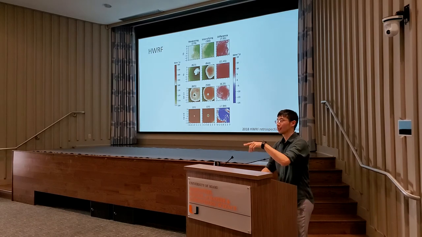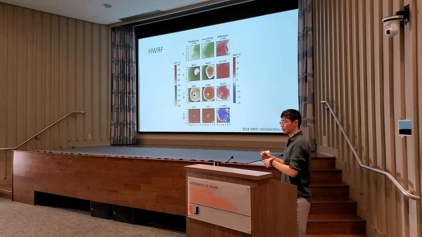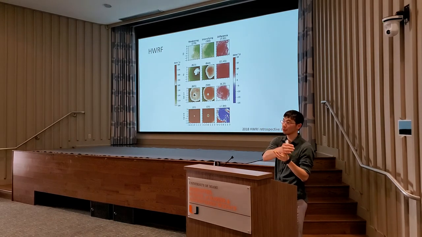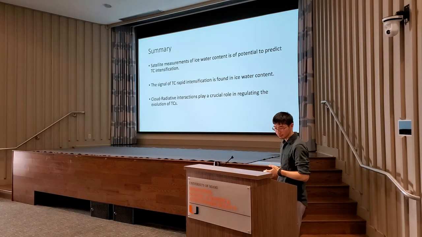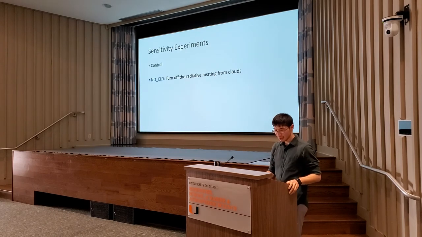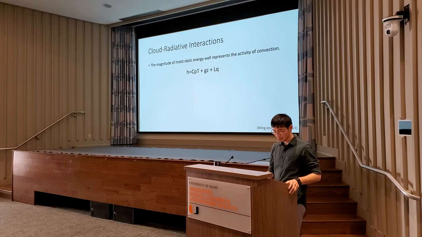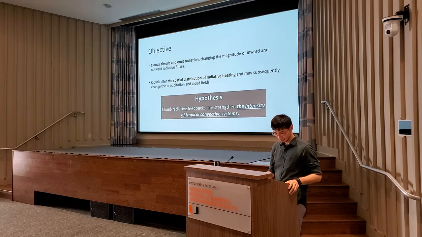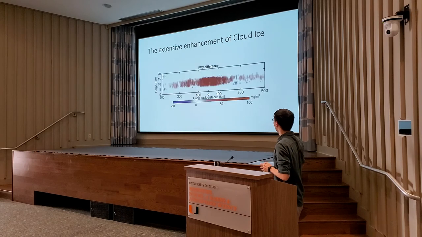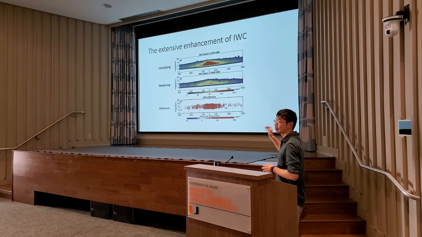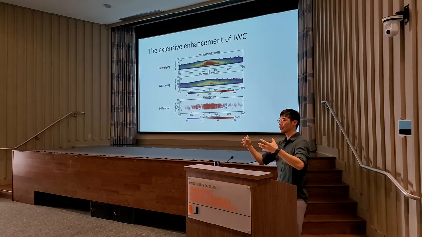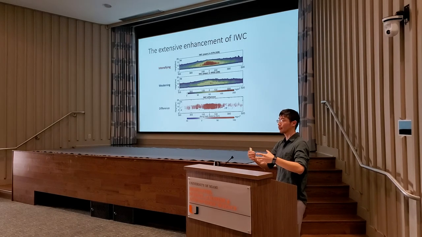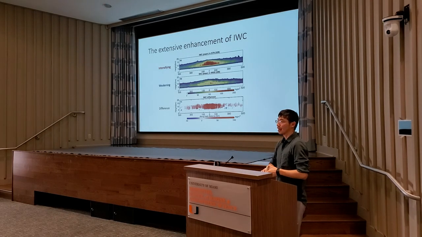Yeah, exactly. That's exactly the topic I was talking about in my second part. That's an interaction between clouds and radiation. So if we have more clouds, which means we have more cloud ice, this cloud ice might absorb more longwave radiation and bring it back, trying to provide extra energy for the tropical cyclone column. So that intensifies the cycle.